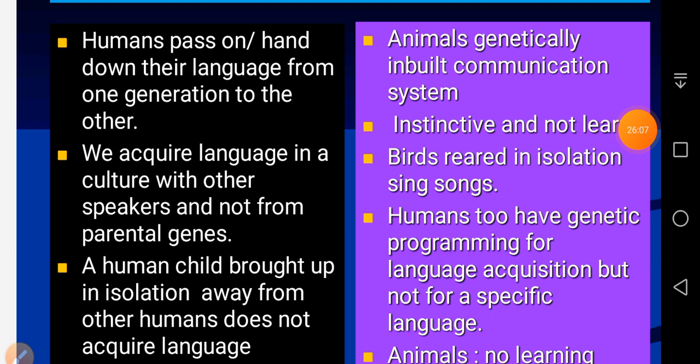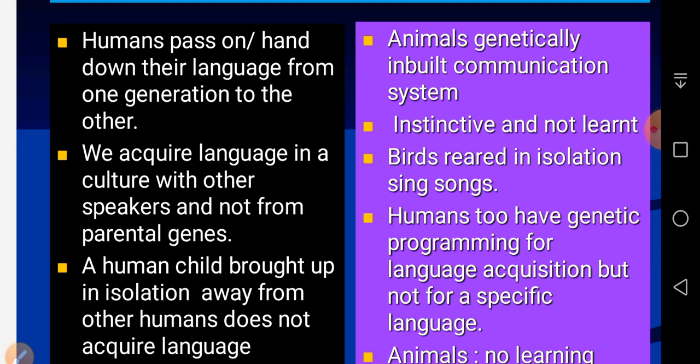Although, according to Noam Chomsky's theory, we do have a language faculty, a basic apparatus. We have been gifted, and we have the programming inside our brains. But that programming enables us to learn a language, okay? But it doesn't enable us to learn a particular or specific language.